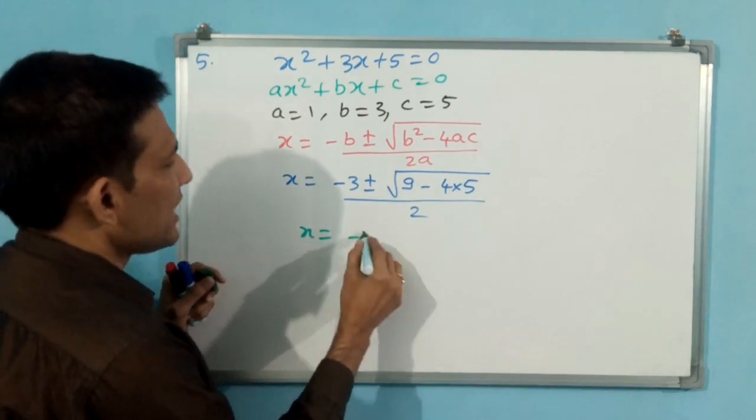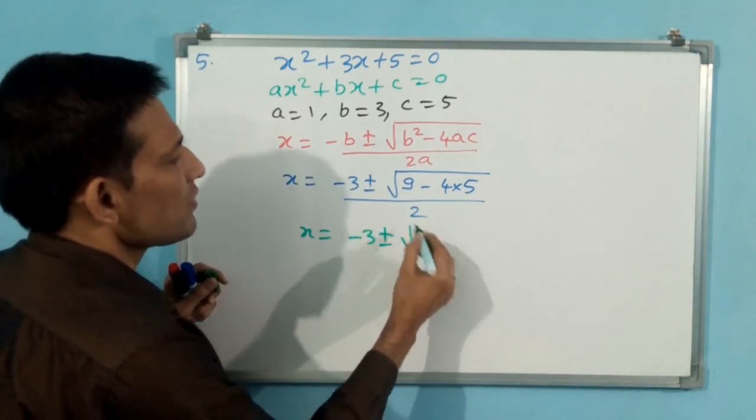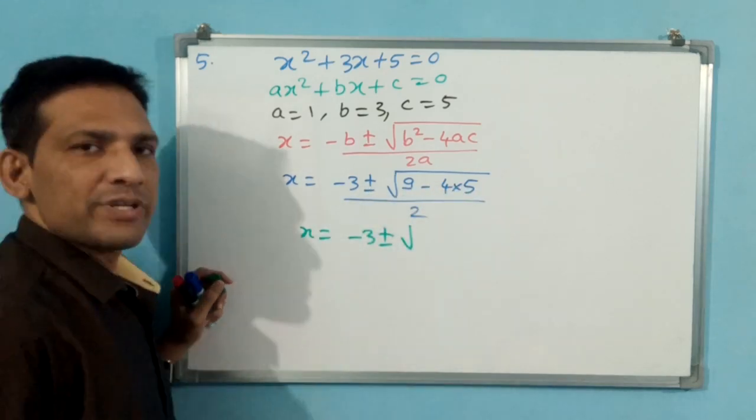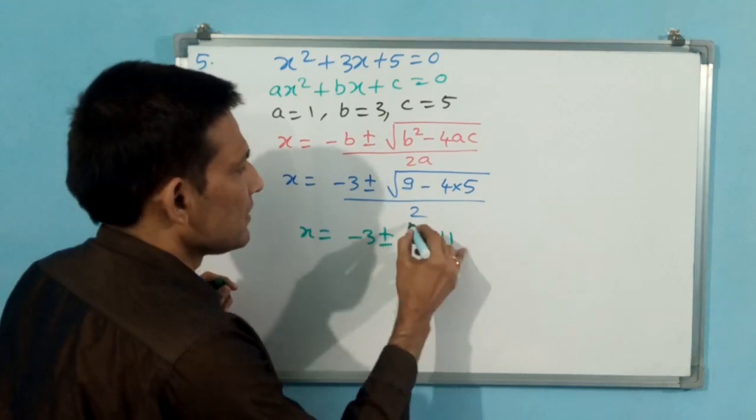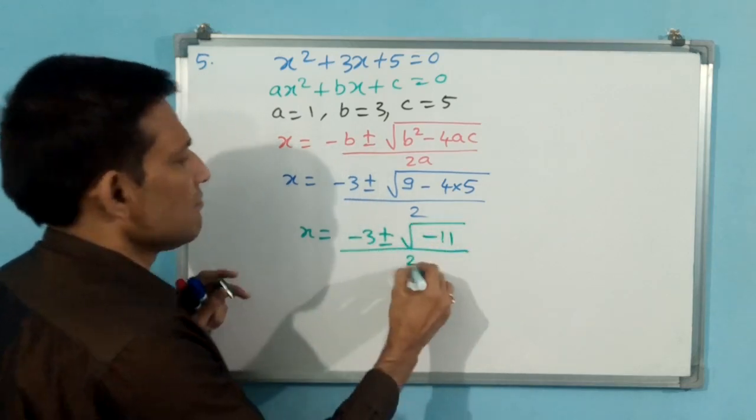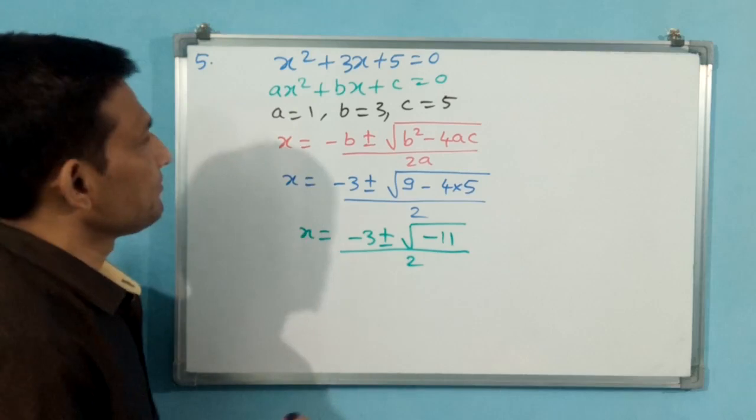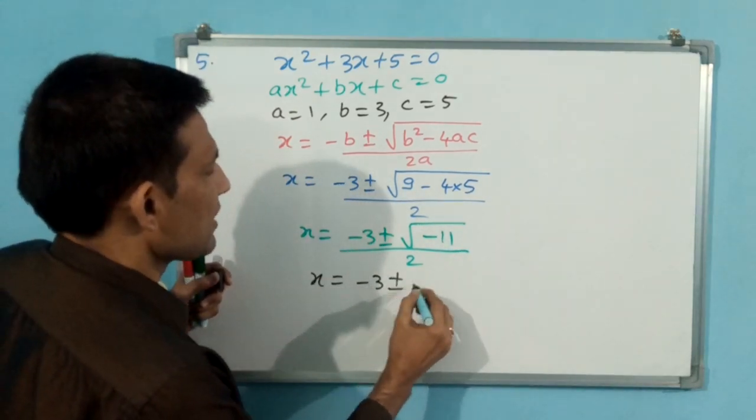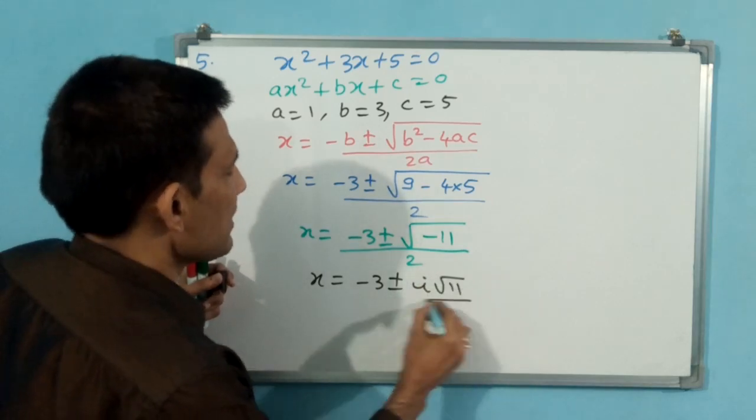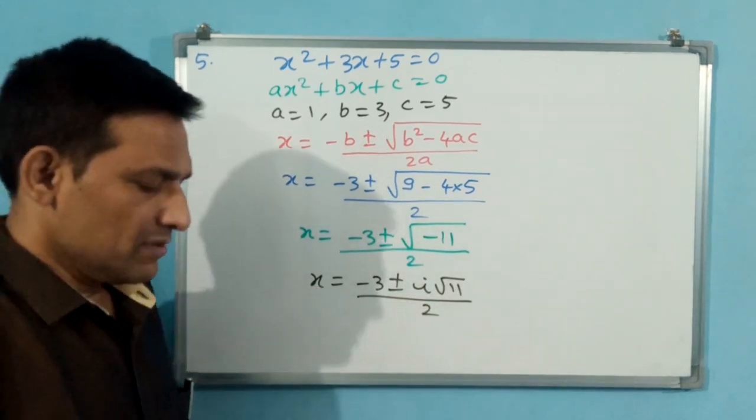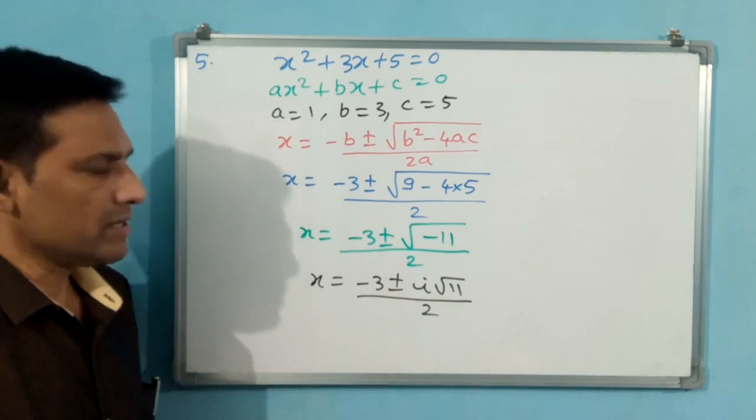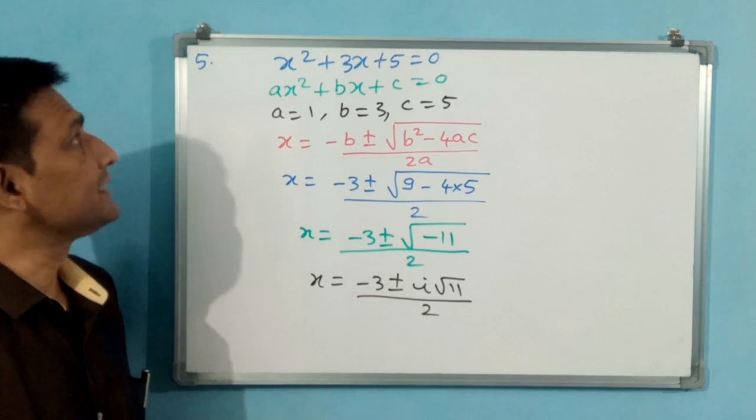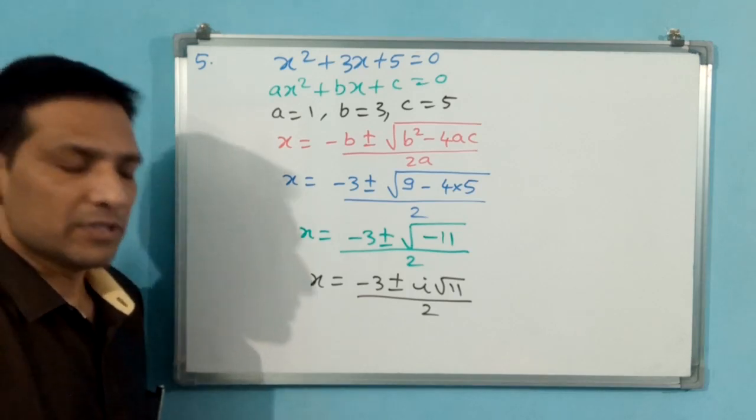Now you write down: x is equal to minus 3 plus or minus square root of, you see, 20 minus 9 is 11. 9 minus 20, minus 11, by 2. Now finally you can write the answer. X is equal to minus 3 plus or minus I root 11 by 2. This will be your final answer. Minus 3 plus or minus I root 11 by 2 is your final answer. Let us go for the sixth question.